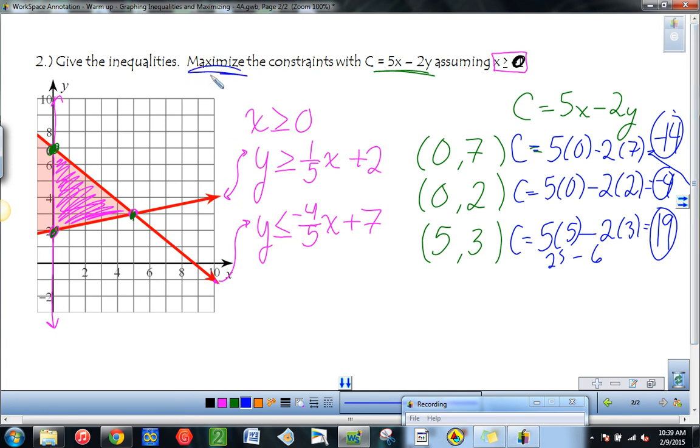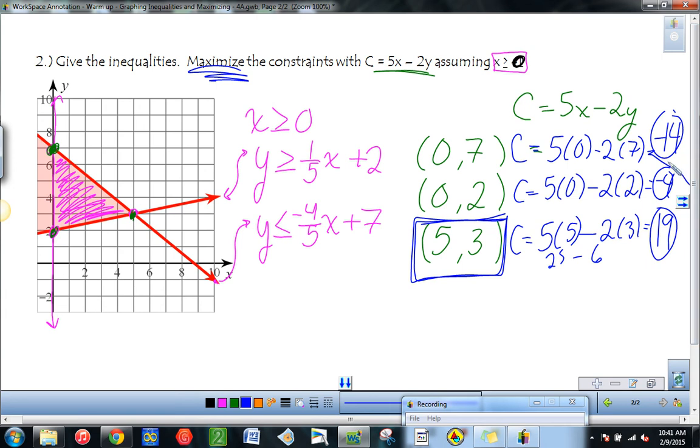So if we are maximizing, which one do you think your answer is? 19. Which means your actual answer is going to be this coordinate right here. That is the one that gives you the 19. Okay? If I was minimizing, what would I be looking for? Negative 14.